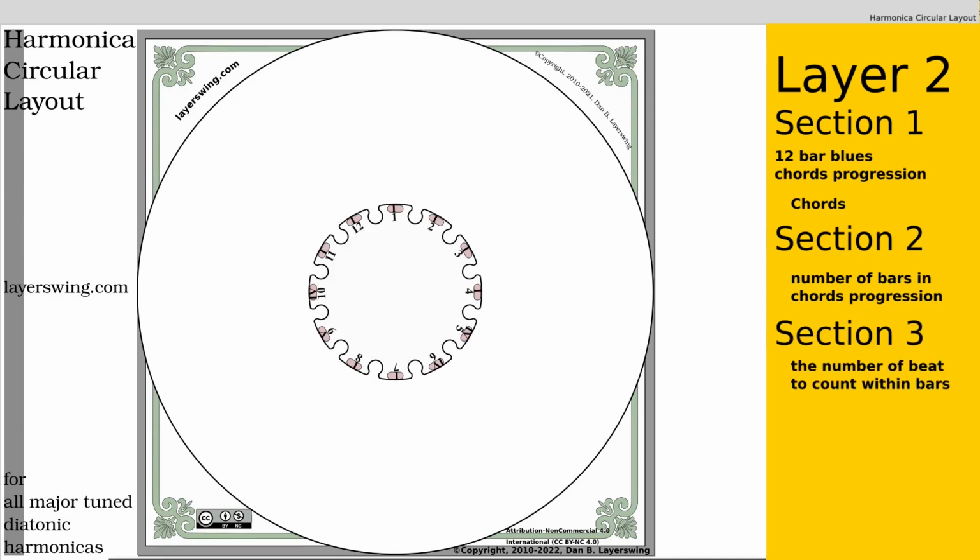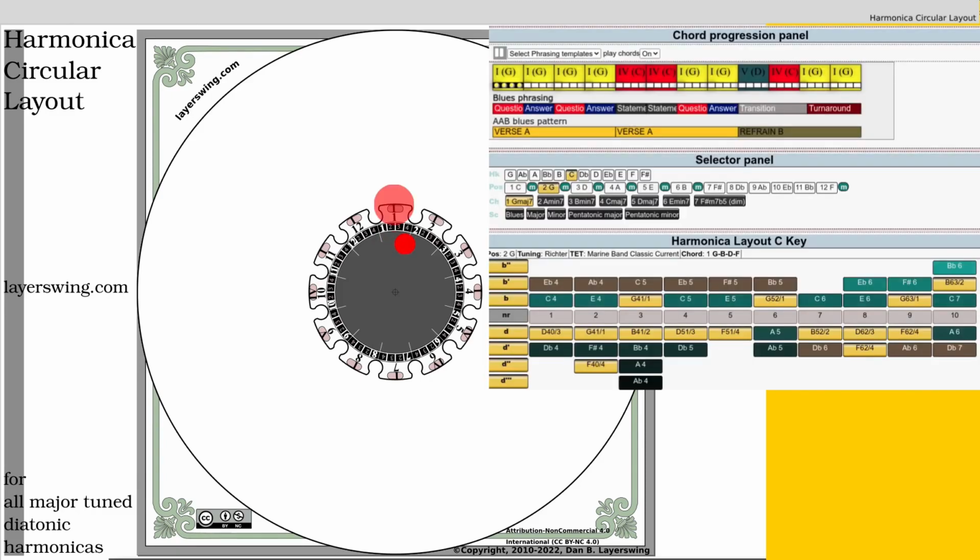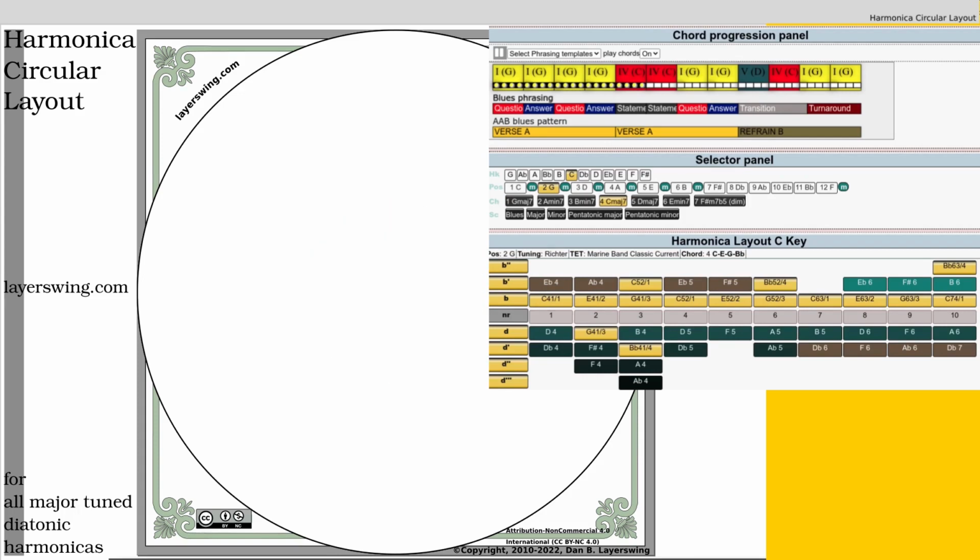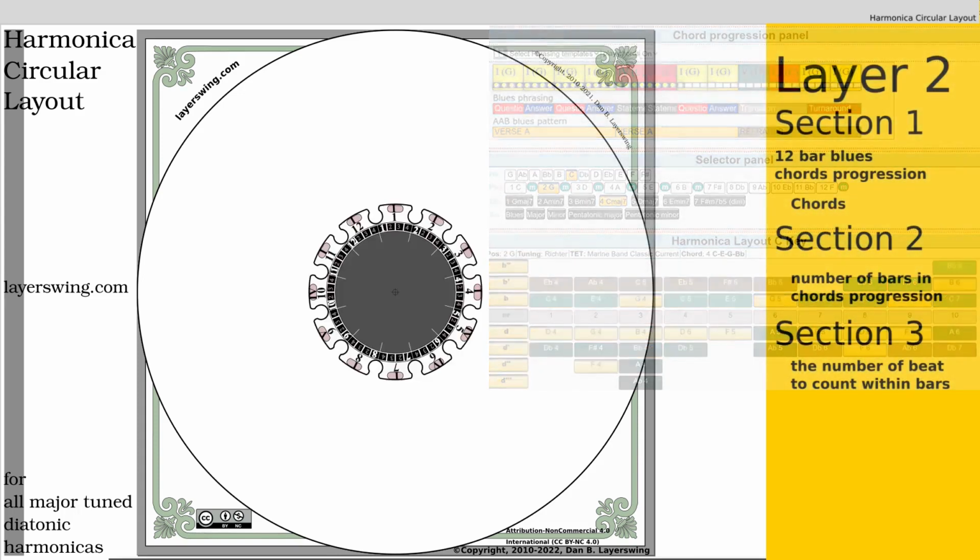Section 3. This section shows the number of beats to count within bars. For example, 1, 2, 3, 4, 2, 2, 3, 4, 3, 2, 3, 4, 4, 2, 3, 4. These layers can be used all at once to practice.